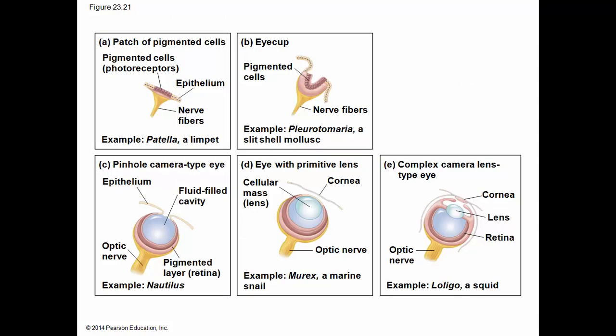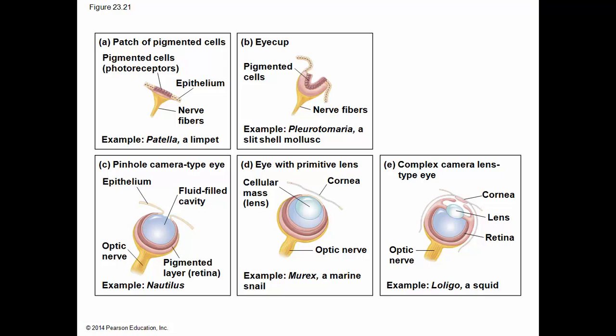Okay, now we'll take a look at some of the molluscan photosensitive organs. We look at these organs from least advanced to most advanced.